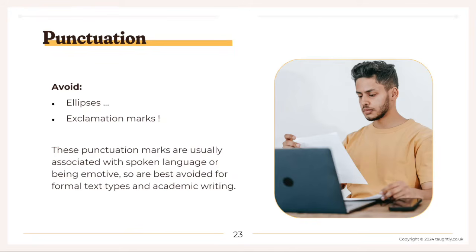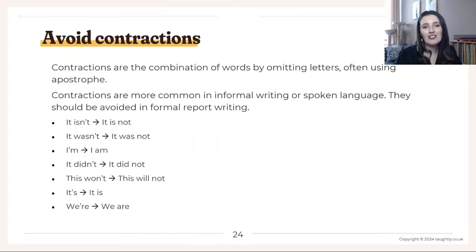Punctuation: avoid ellipses, which is your dot dot dot, and avoid your exclamation marks, because both of these punctuation marks are more associated with spoken language, being excited or taking a pause, being emotional. So it's better if you avoid ellipses and exclamation marks if you're ever writing anything formal. So that also goes for newspaper report writing too, or academic writing in your other subjects. If you are writing an essay in history, for example, don't use exclamation marks. It's not very formal. As I said before, avoid contractions.